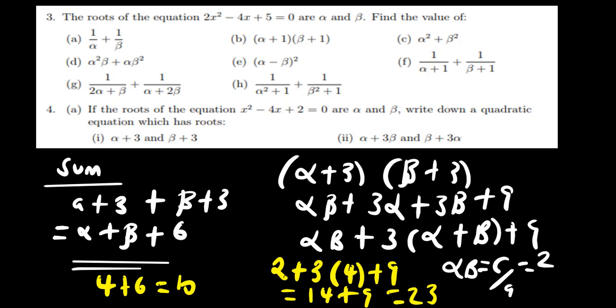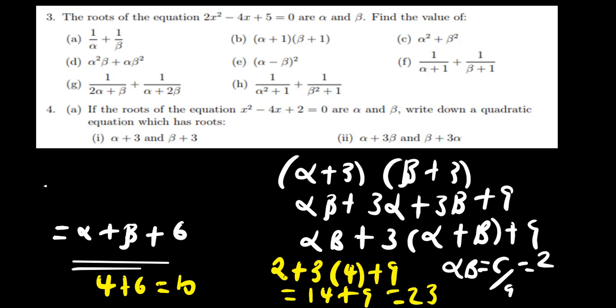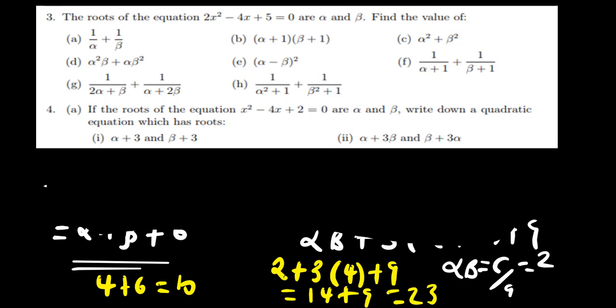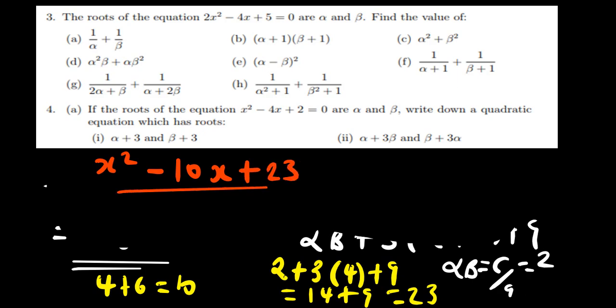So what you're going to do is write it in the standard form that you're supposed to use. It should be x squared minus the sum, which we said is 10, x, plus the product, 23. This will be the equation that they want. So you have to know that one. Very, very good. High yield as well.